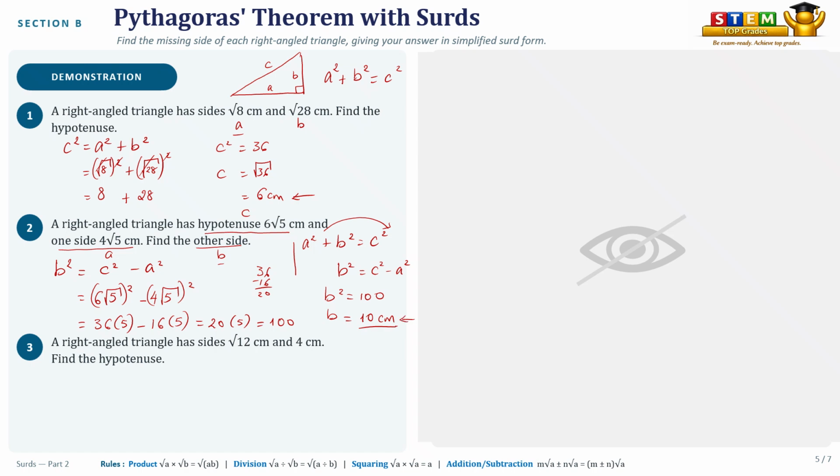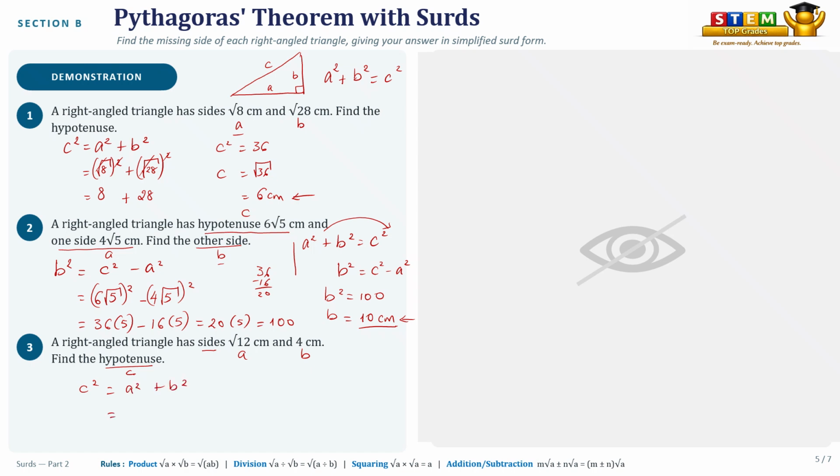Finally, you've got a right angle triangle that has sides. So we're talking about the sides here. Let's call that A, let's call that B. To find the hypotenuse, we're looking for C. So C squared equals A squared plus B squared.